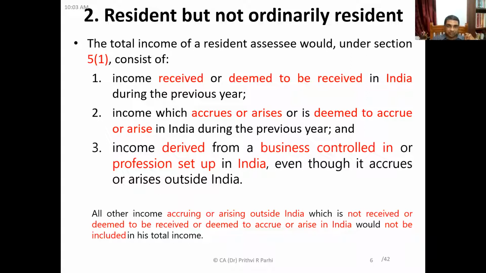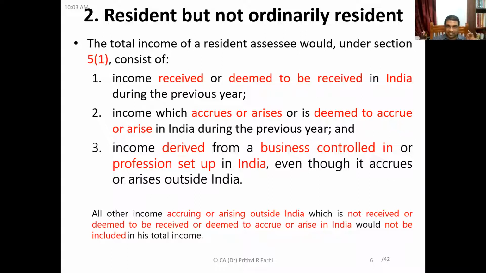Income which accrues or arises or is deemed to accrue or arise in India during the previous year. Here also it has two parts: income which accrues or arises in India, or income which is deemed to accrue or arise in India during the previous year. And point number 3.